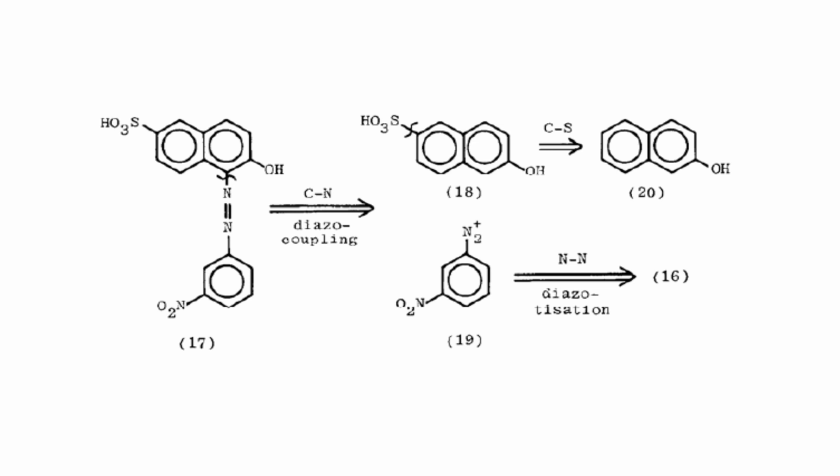After diazotization, we will get this meta nitro diazonium salt. This meta nitro diazonium salt will react with the beta naphthol.